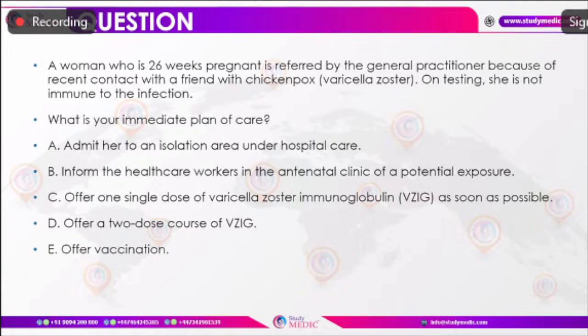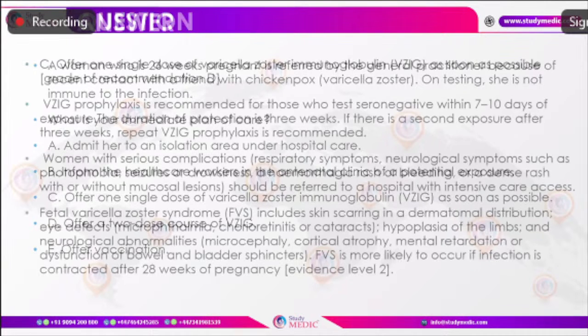But however, in the immediate plan of care, are we going to offer her immunoglobulin vaccination or is it going to be a single dose of immunoglobulin or 2-dose course of immunoglobulin? These three are the most prompt ones.